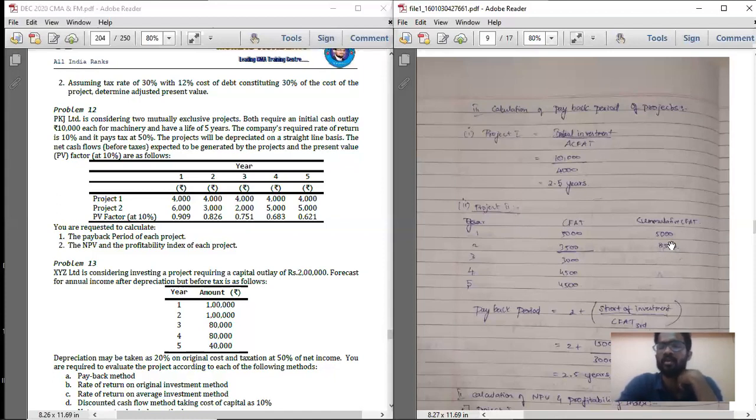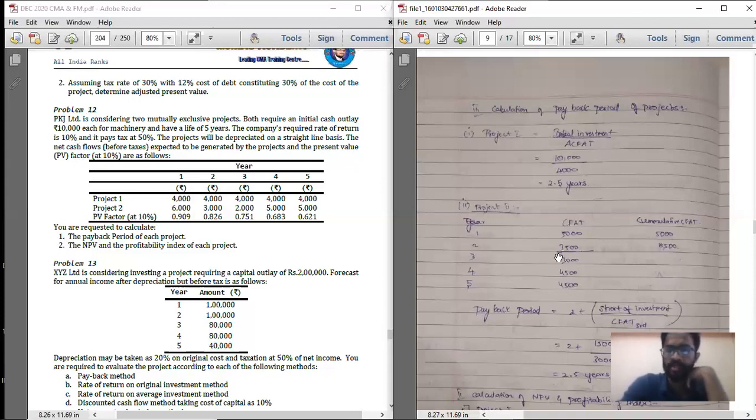Cumulative CFAT for year 1 is 5,000. For year 2, what is the cumulative CFAT? Year 1 cumulative CFAT plus year 2 CFAT, 5,000 plus 3,500, you get 8,500. So year 2 cumulative CFAT is 8,500. Now, what is the cumulative CFAT of year 3? Year 2 cumulative CFAT 8,500 plus year 3 CFAT, that is 3,000. Adding both, 8,500 plus 3,000, you get 11,500, whereas the project investment is only 10,000.